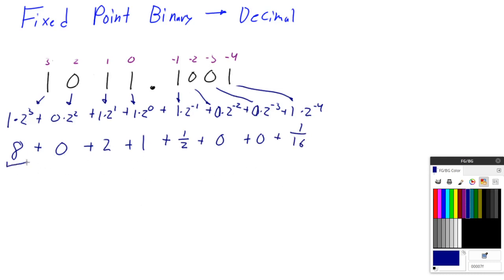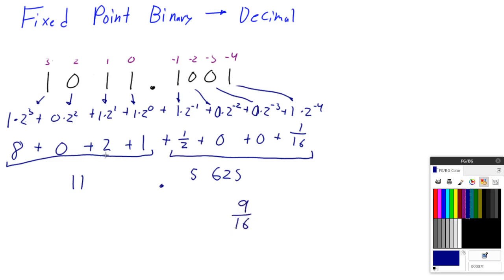This guy is 11, right? We've got 11, and here we've got 0.5 plus 0.0625, right? That's 1/16. So what we've really got is 11.5625, or the other way to put it is 11 and 9/16, right? So yeah, that's the basic approach to figuring these out. Nothing too crazy. I just have to be able to do fraction math, but that's something you might always be able to just put in a calculator.